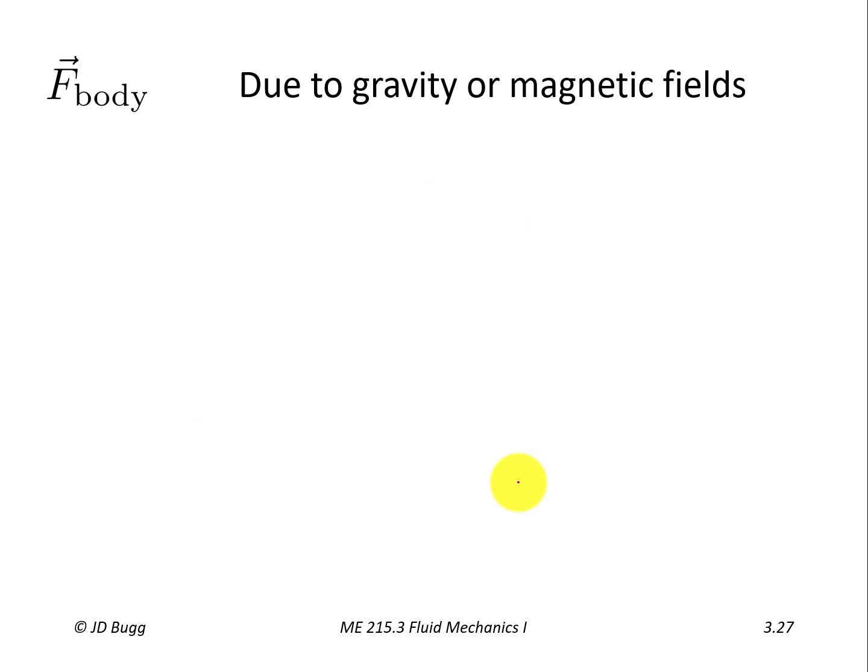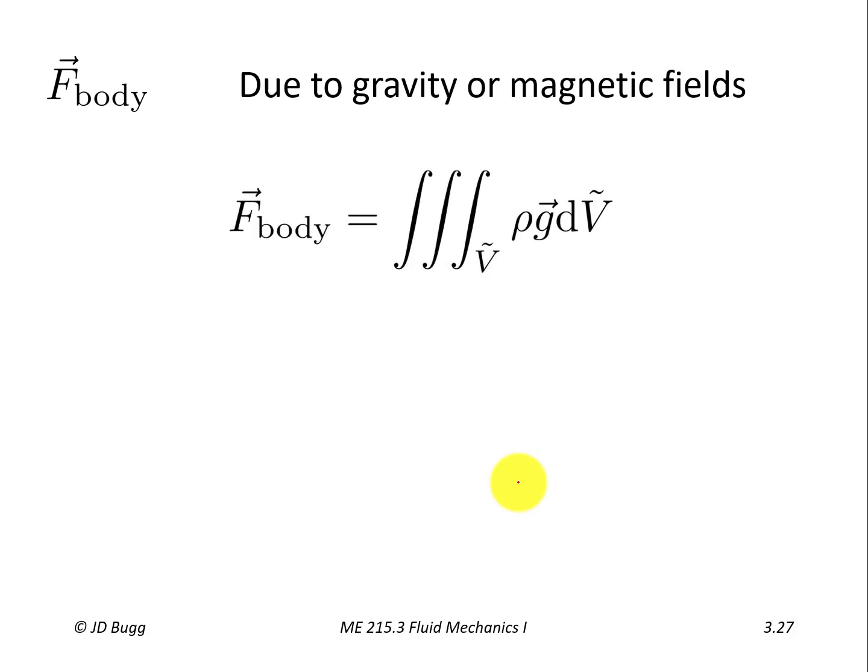Well, like I say, the body force can actually be due to gravity or magnetic fields. We're not going to look at any situations where magnetic fields are important in this course. But body force due to gravity is likely to be important in quite a few problems. So we can quantify our body force as the integral over the volume, and remember this V is our entire control volume, of rho times g times dV.